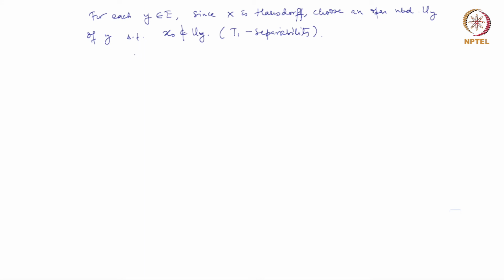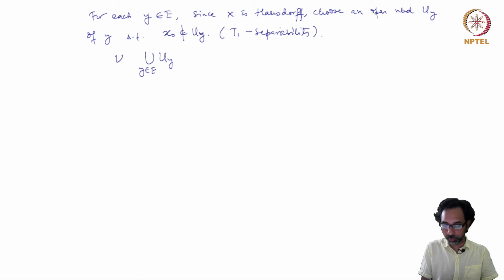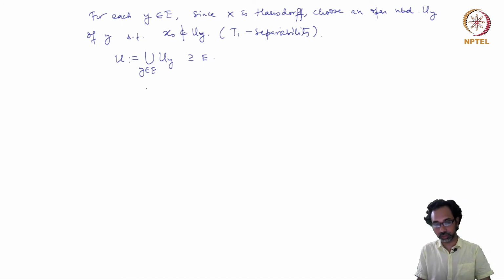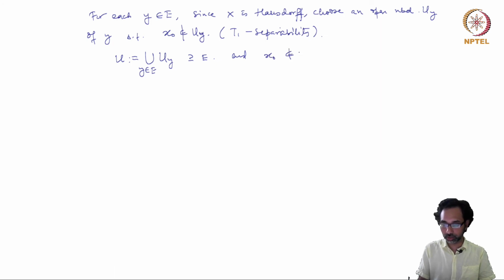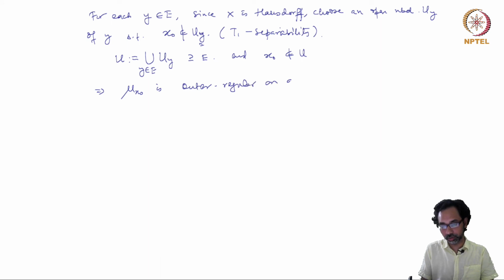Now we can take the union over y in E of these open sets U_y. So this is an open set U, and this contains E because the union is over all points in E, and x0 does not belong to U because x0 does not belong to any of the U_y's. So x0 does not belong to U. So this means that our mu x0 is outer regular on all Borel sets in X.